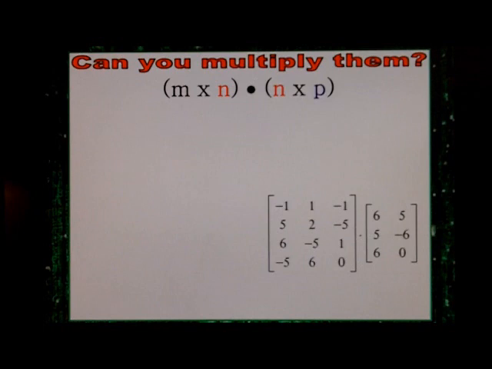How about this last one? Wow, it's a big matrix. So it's a 4 by 3 and a 3 by 2. You betcha you can, because the number of columns here is the same as the number of rows there. So that one is a good one.